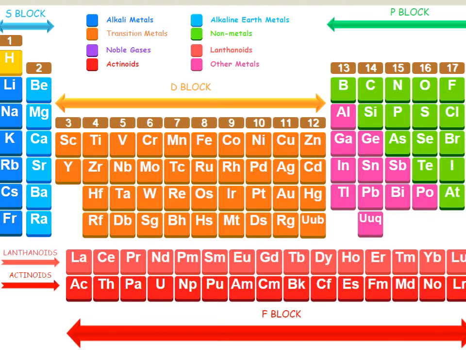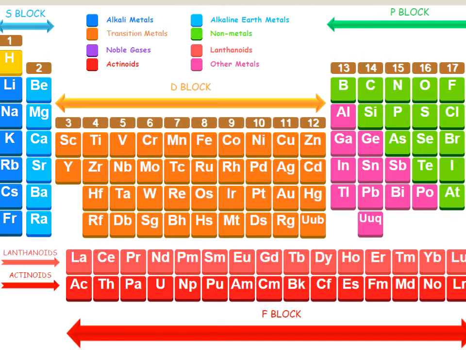The elements in pink are metals, whereas the elements in green are non-metals, and the elements which separate the pink colored elements and the green colored elements, that is boron, silicon and so on, are metalloids. So metalloids are those elements which have the characteristics of both metals and non-metals.